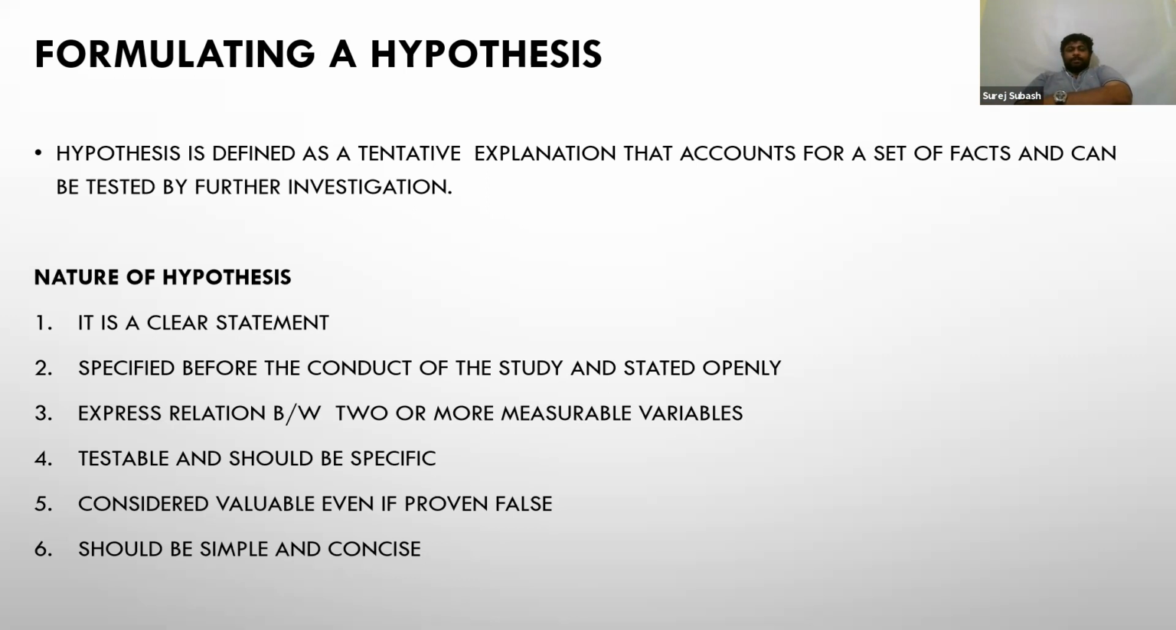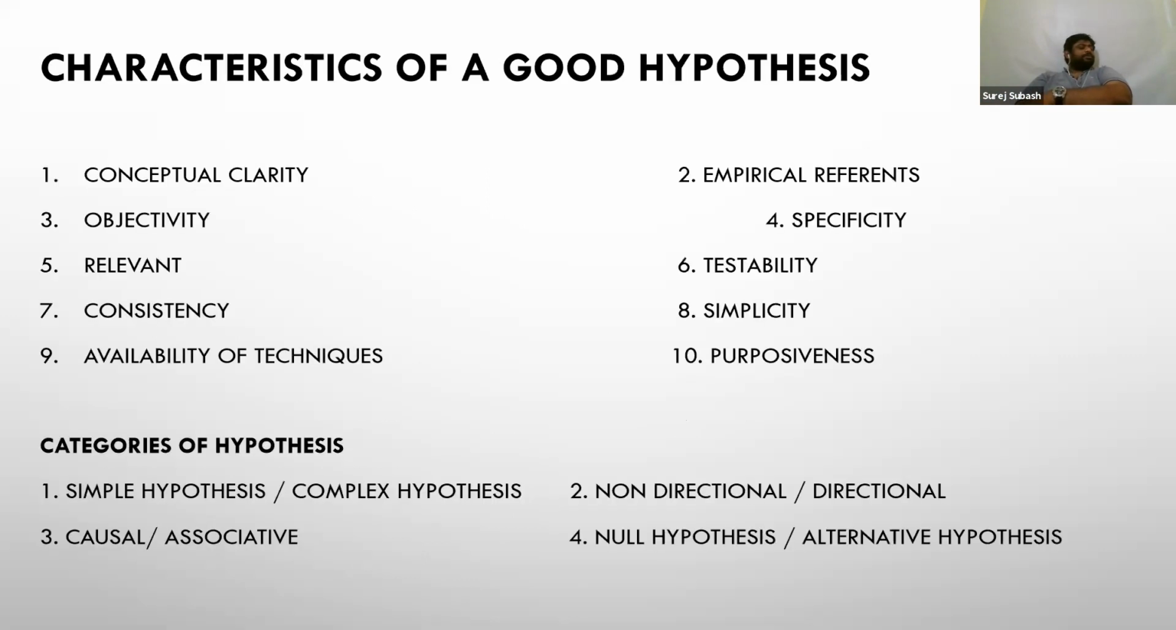Moving on to the next slide, the characteristics of a good hypothesis. First thing is conceptual clarity, which means it should consist of clearly defined and understandable concepts, and it should be acceptable and easily communicable. Second one is empirical reference. Variables should be used in empirical realities. Third one is objectivity. It should be very objective. It should facilitate objectivity in data collection and keep the research activity free from the researcher's value judgment.